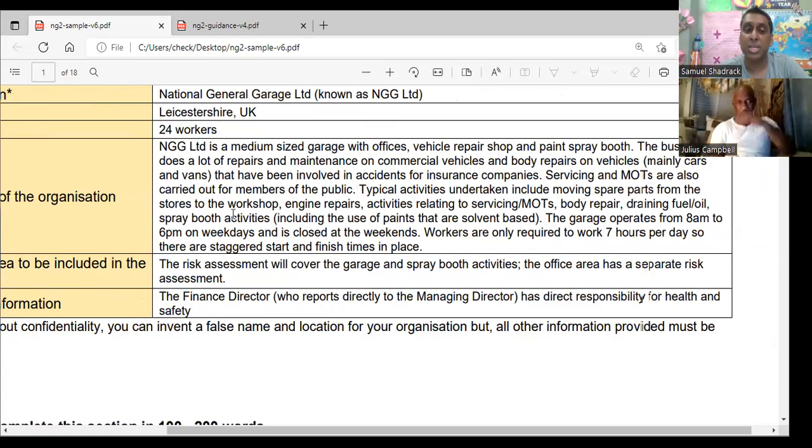So let's move on, apart from the stores, to the workshops. So you see how nitty-gritty it is. Related to service and maintenance. Body repairs, including the use of paints that are solvent-based. The garage operates on weekdays, 7 hours per day. So they have staggered start and finish times in place.